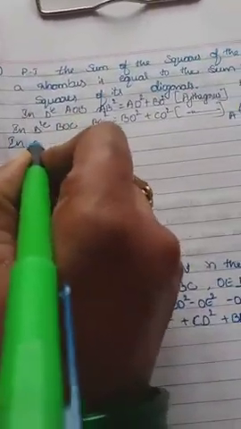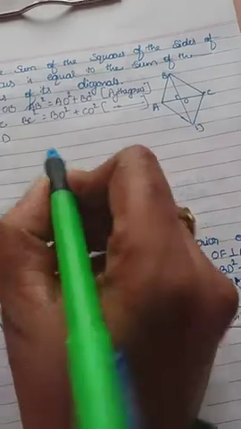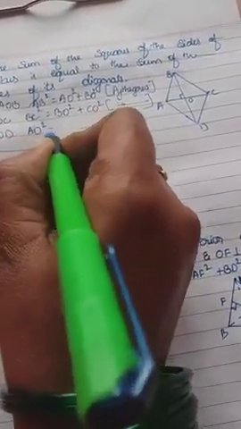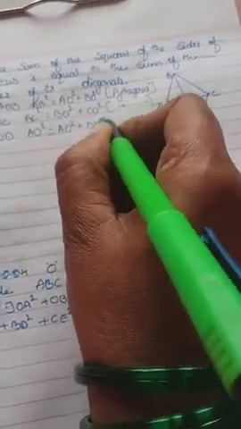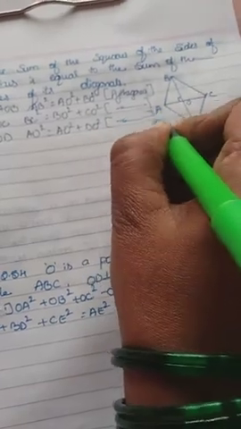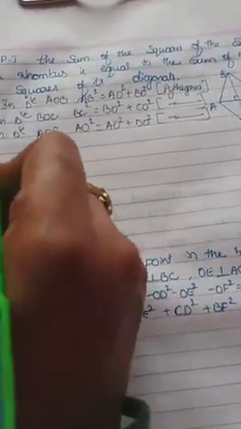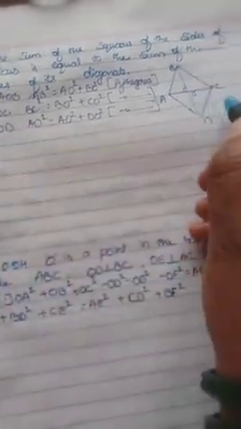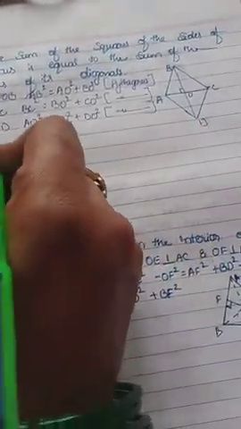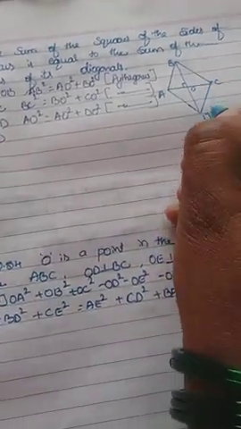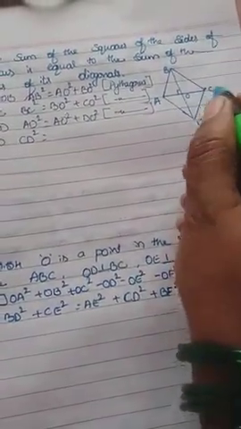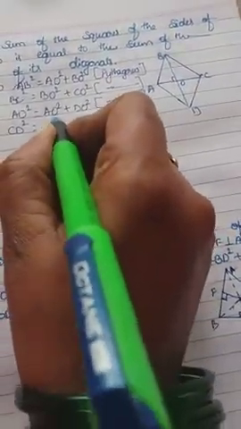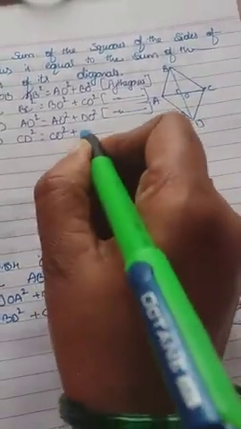Next one more triangle, AOD. In triangle AOD the hypotenuse is AD, so AD square equals AO square plus OD square. This is also the same according to Pythagoras theorem. Next and last triangle is COD. Here also the hypotenuse is CD, so CD square equals CO square plus DO square.